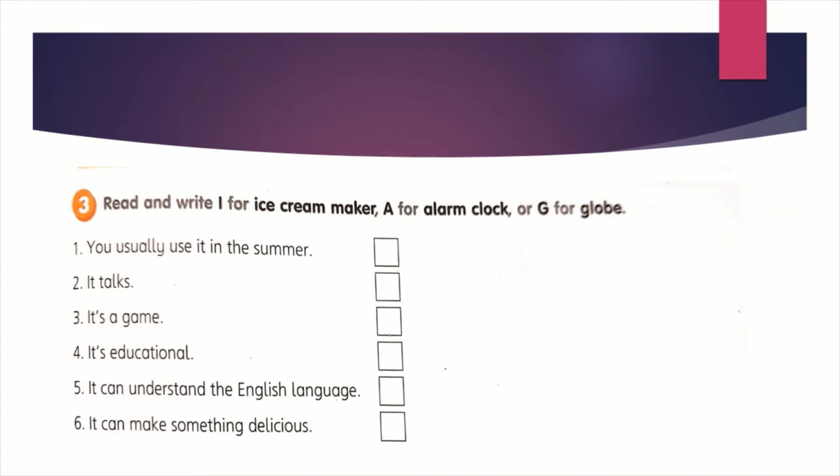Each sentence talks about one of the devices that we were talking about. You read the sentence and you write I if it is talking about the ice cream maker. You write A if it is about the alarm clock, and you write G if it is about the globe. Again, you do the activity and send me to check.